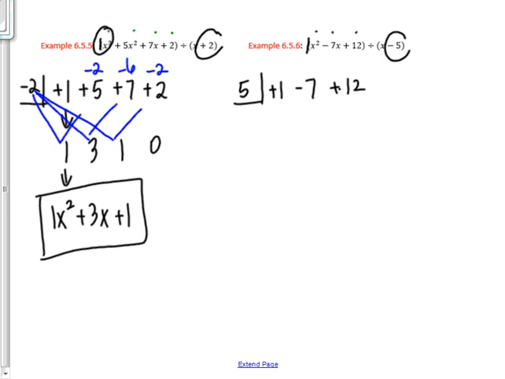Alright, so here's our last one. Drop your 1 line, and we say, alright, what is 5 times 1? 5. 5 minus 7 is negative 2. 5 times negative 2 is negative 10, plus 12 is 2.